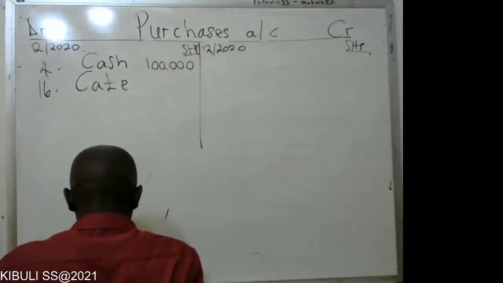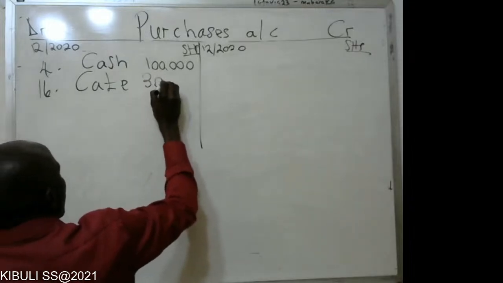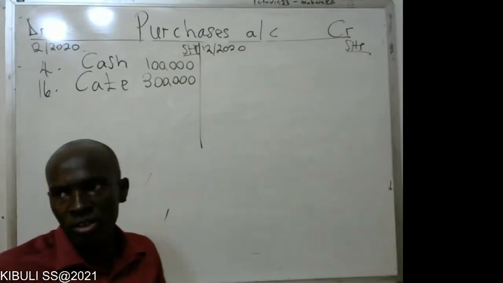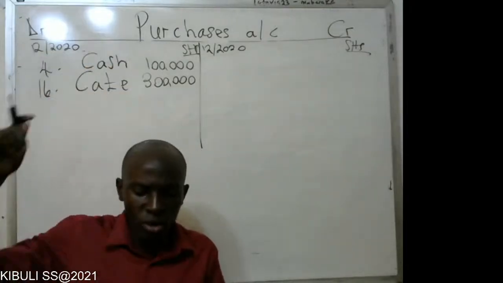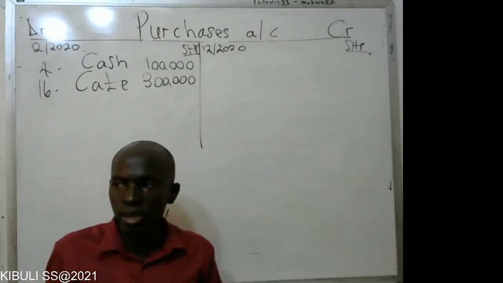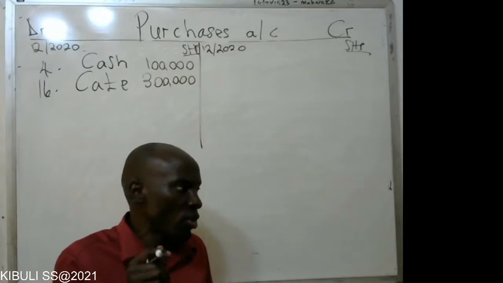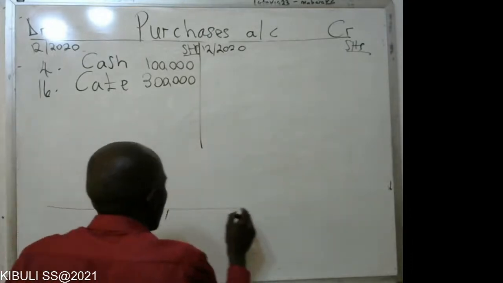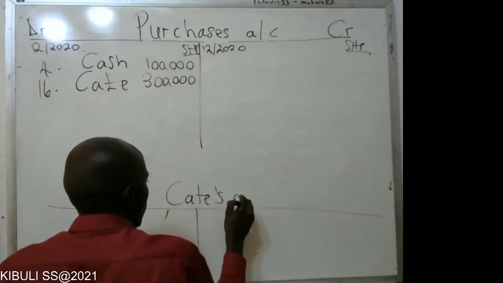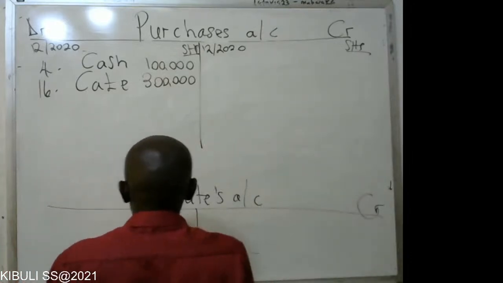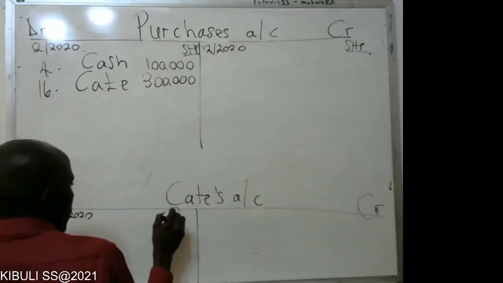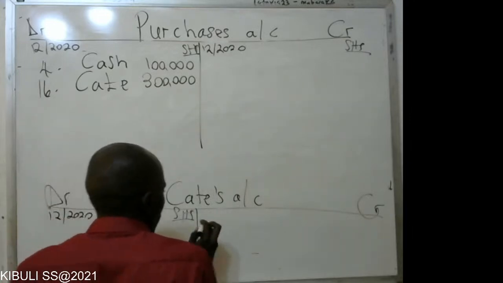How much was it? It was 300,000. So when you come to Katie's account, you are going to open that transaction again in Katie's account. To avoid forgetting, you can even create your Katie's account somewhere. Name it very well, so that you can complete the double entry there, and otherwise you risk forgetting about it.